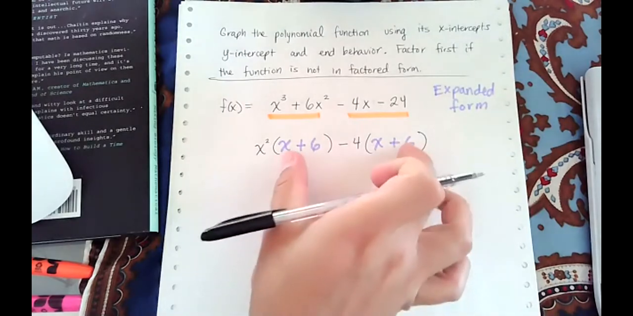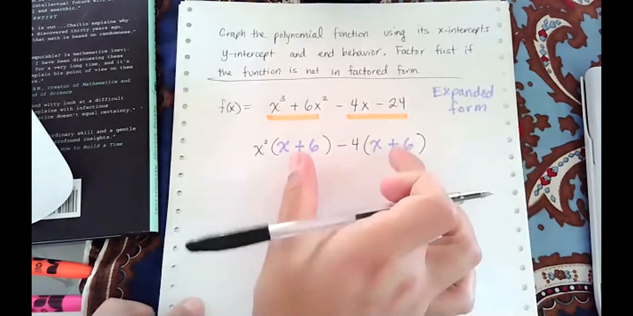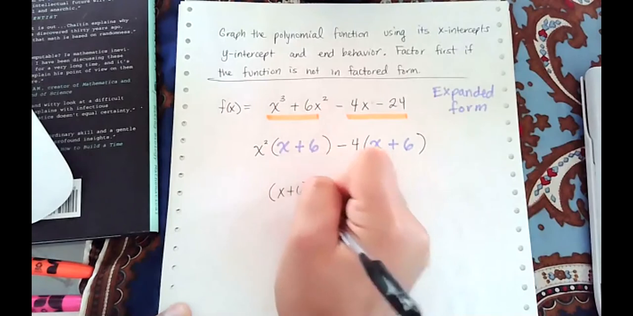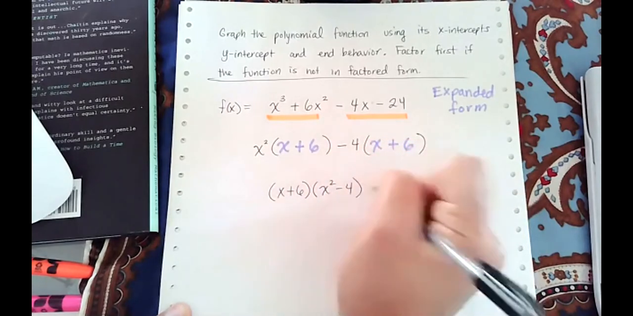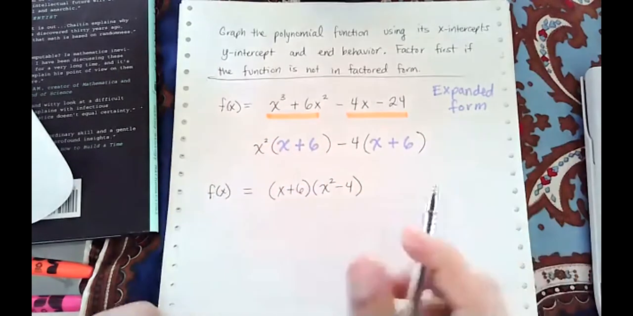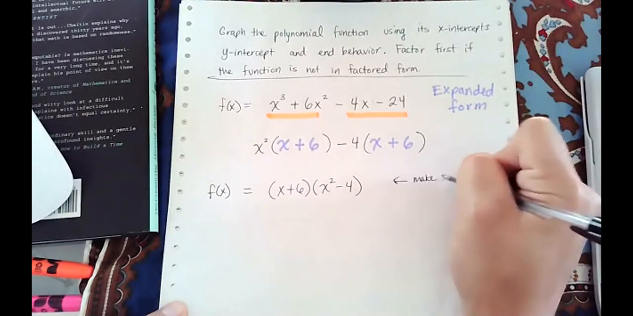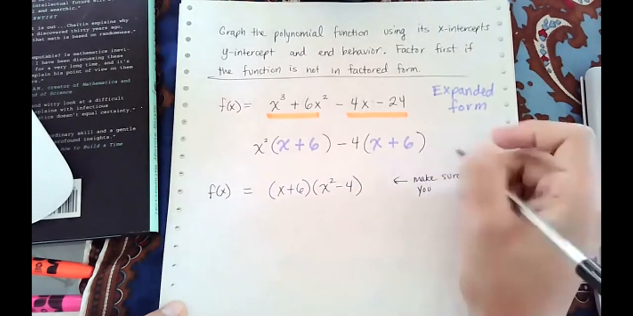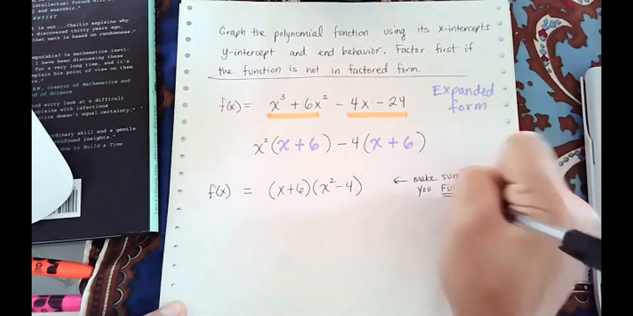So now that these two factors here match, that means that looking at this term and this term, their greatest common factor is going to be x plus 6. And that means the remaining factor is x squared minus 4. So I could stop there and say that this is our function. But I want to make sure that you fully factor your expression.